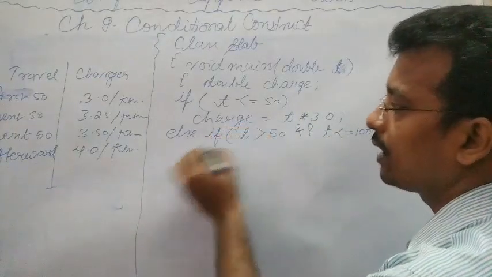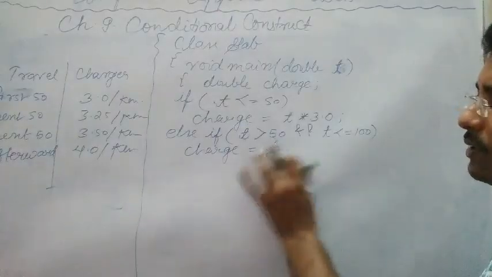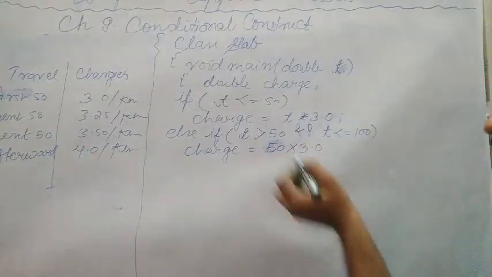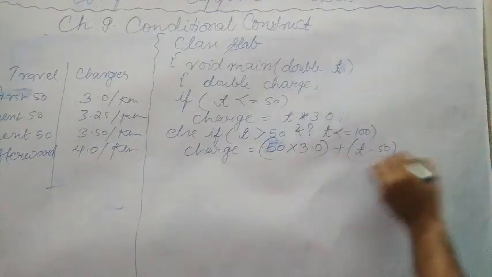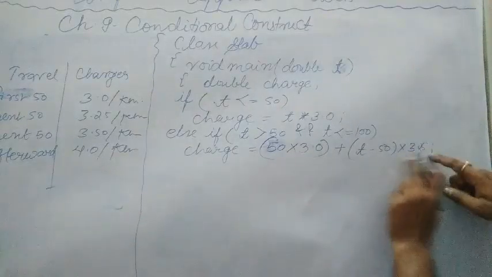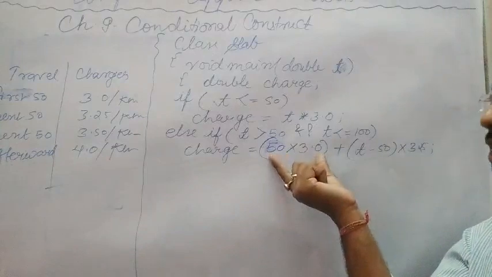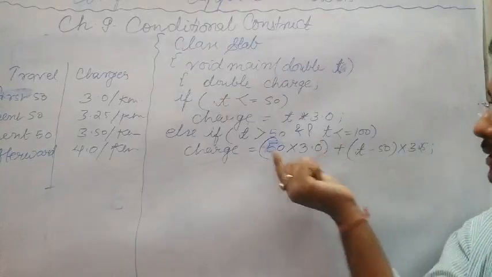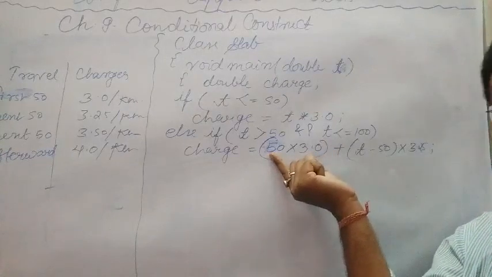You will again call the charge variable equal to first 50 calculated with 3 rupees, and whatever remained, how can the remainder come? t minus 50, and this will be charged with 3 rupees 25 paise. Now the question is why we are writing this. See, a slab based program says first we have to include all the previous conditions' calculation. So this is the previous condition calculation. The starting 50 will be paid with 3 rupees 0 paise per kilometer.